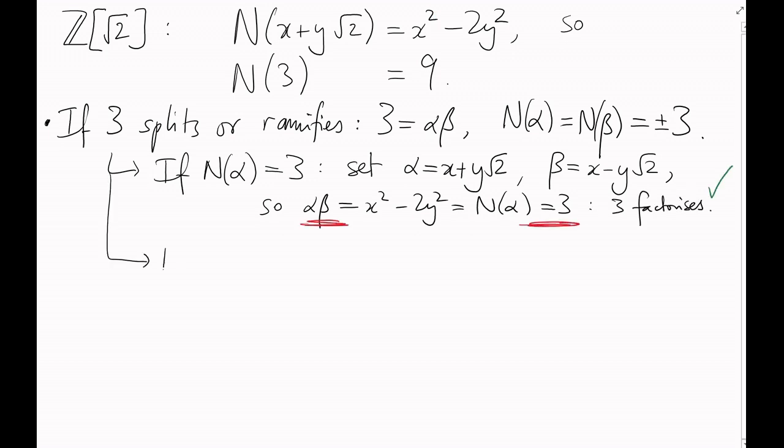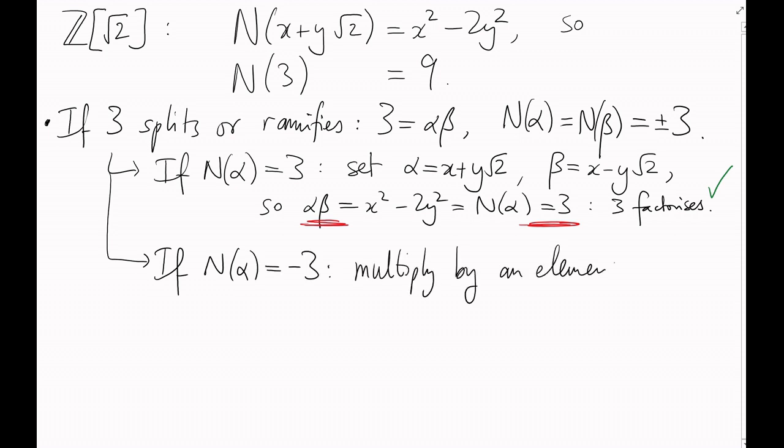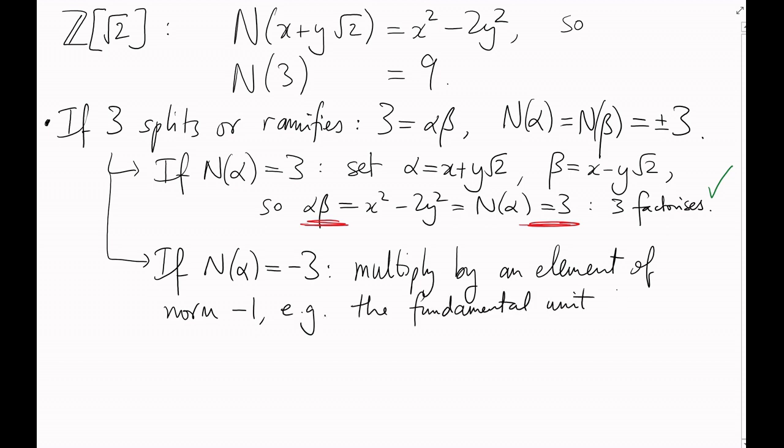And if there's an element alpha of norm minus 3, then we can just multiply it by an element of norm minus 1. For example, one of the fundamental units for Z adjoin root 2 that we found in videos 7 and 8, say 1 plus root 2. Then 1 plus root 2 times alpha has norm 3, and we're back in the above case. So 3 factorizes here too.